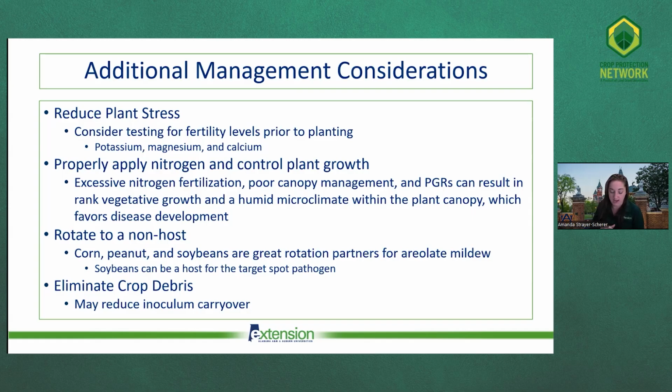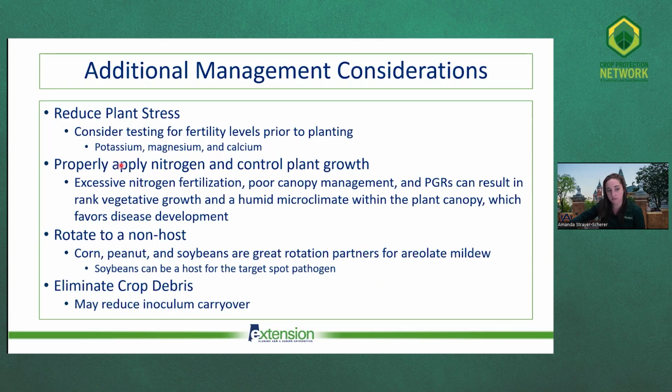So I would say the biggest factor for that is nutrient management. So really consider soil testing to get your fertility levels prior to planting. And also maintain, of course, proper pH, and use lime accordingly. But really the biggest one on here that I would say would be potassium for areolate mildew. In addition to magnesium and calcium, those are also important too, because you don't want to be deficient in a lot of your micronutrients, and phosphorus as well.